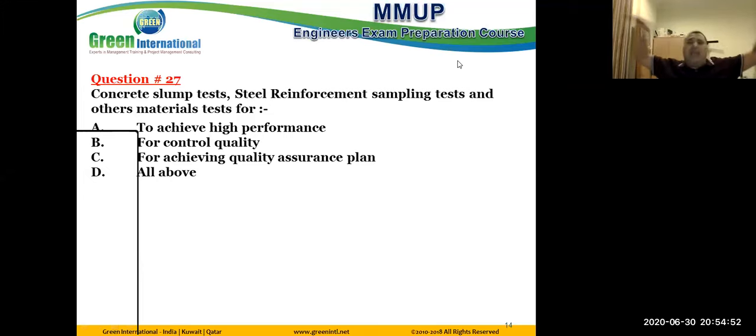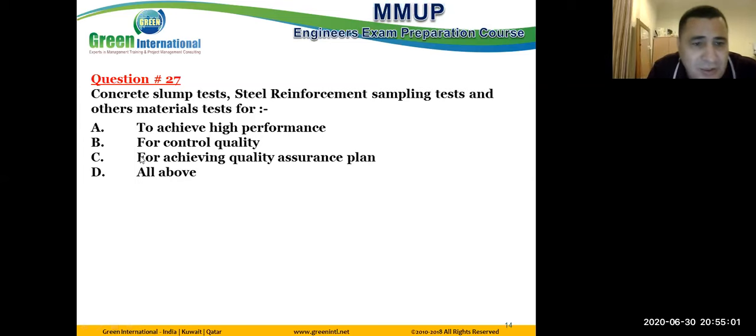High performance has a lot of definitions. High performance is not a particular term for sampling tests. A particular sampling test just goes for quality control. When you have test and inspection for any product or any sub-product or even sub-deliverables, you have activities that go to quality control. Okay? The answer is B.